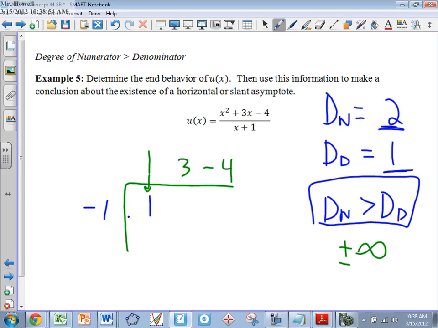Now how do we do this again? Negative 1 times 1 is negative 1, plus the 3 gives me the 2 there. Then I say negative 1 times 2 is negative 2. Negative 2 and negative 4? Negative 6. Be careful there.